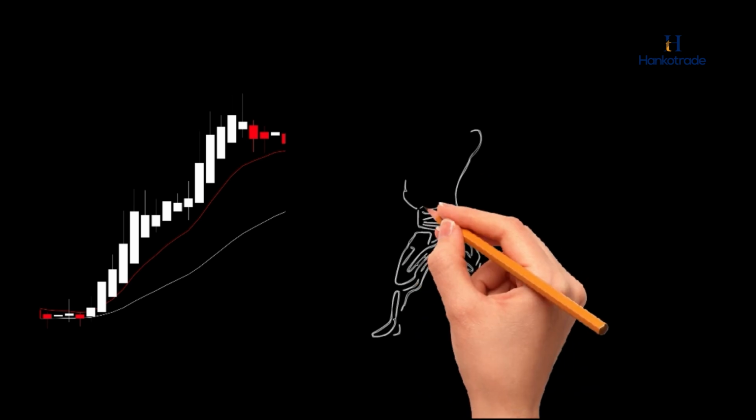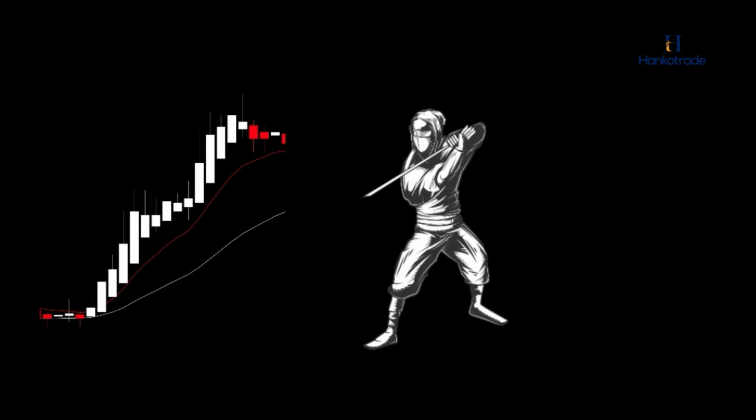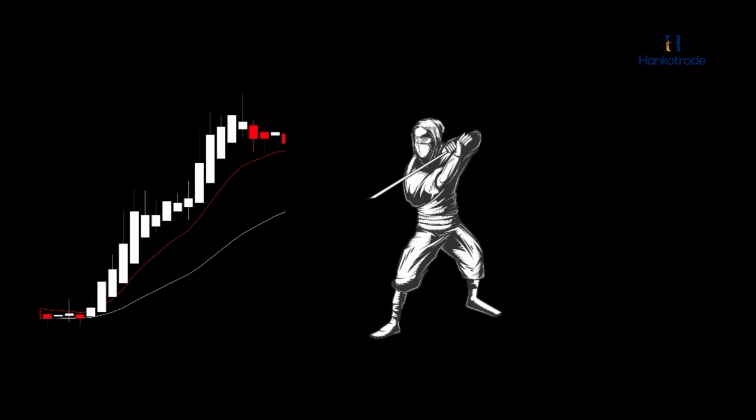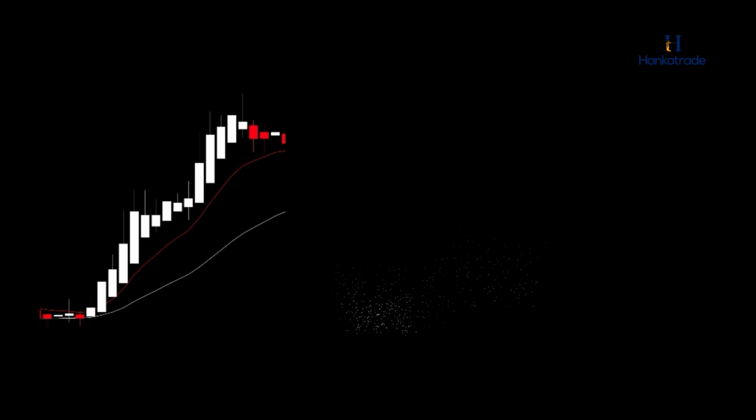Heiken Ashi bars are great because they smooth the price action. As a result, much of the noise shown in traditional Japanese candlesticks is eliminated with Heiken Ashi charting, making trade entry and exit decisions simpler.